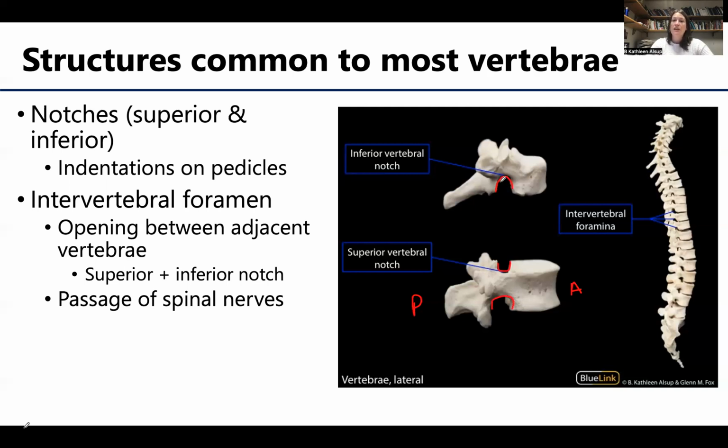And what will happen is when they are all articulated together, these connect to form a foramen. And you can see these really clearly going down the entirety of the vertebral column. These are referred to as intervertebral foramen, or foramina if you're talking about more than one. And these are extremely important. This will allow the passage of spinal nerves and their branches. The spinal cord obviously is within this vertebral column, and this is how you're getting the exit of the spinal nerves to go innervate pretty much the entirety of the body. So these intervertebral foramina are extremely important here.